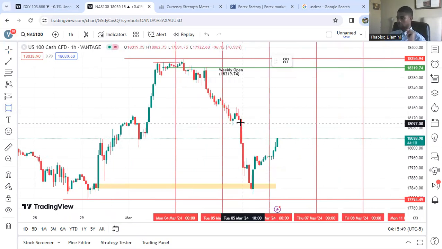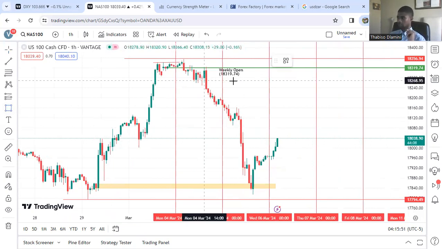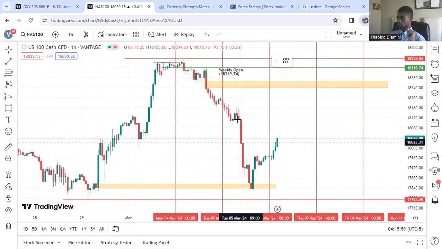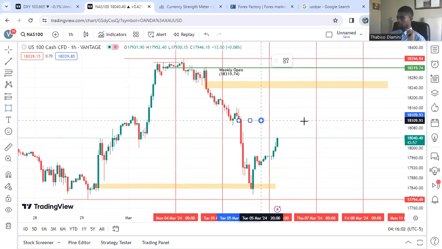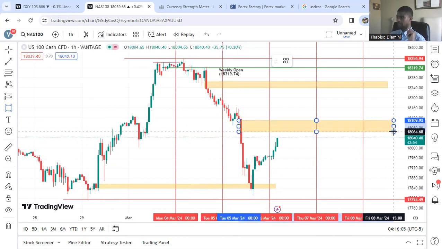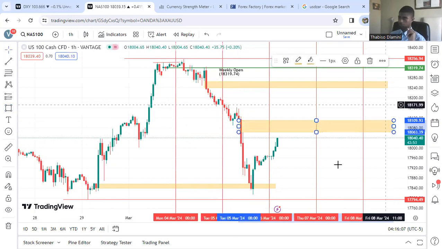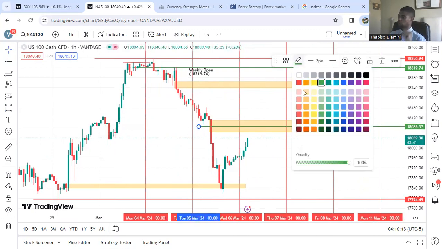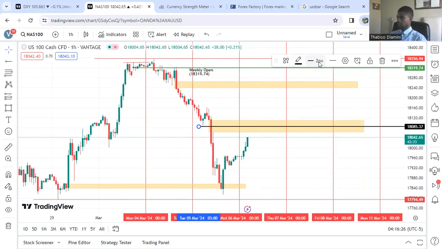So right now in this hour, I'm just going to mark a couple of inefficiencies that potentially price may be drawn to before we can respect our weekly bias, which is a bearish move, right? So these are areas of interest for me. Is price going to reverse around these areas, or is price going to shoot through and change this into an inversion fair value gap?